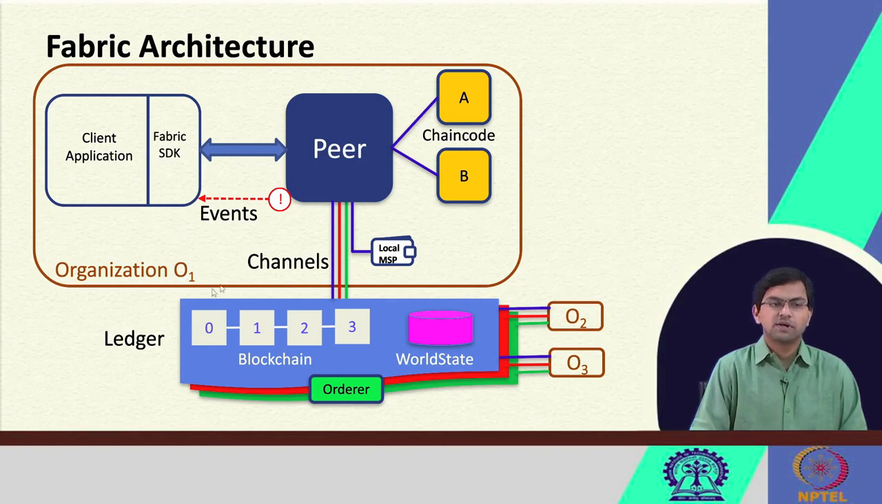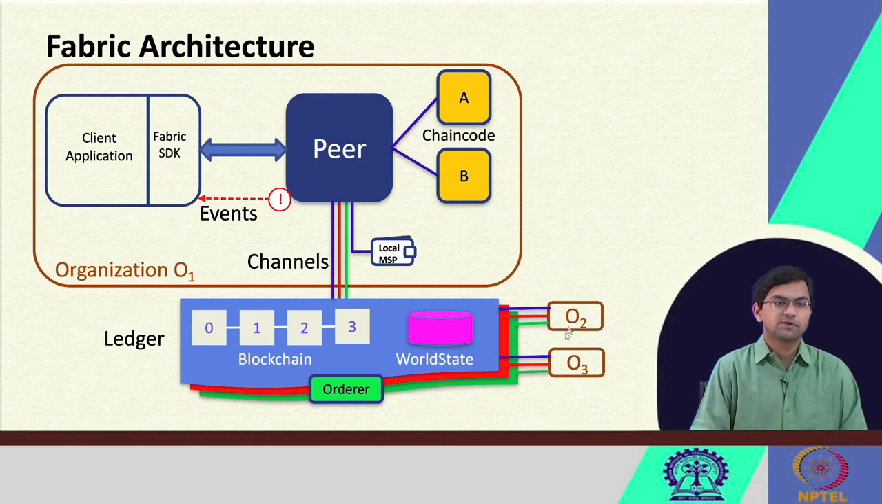Suppose O1 had multiple peers. Here we are seeing one peer, but if there were more, peer 1, 2, 3 like that, then the MSP would be issuing different identities for those different participants, so that they can execute transactions independently using their own identity. So, this is the representation of one organization.